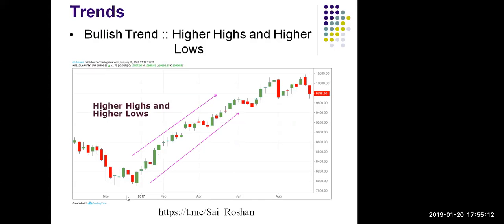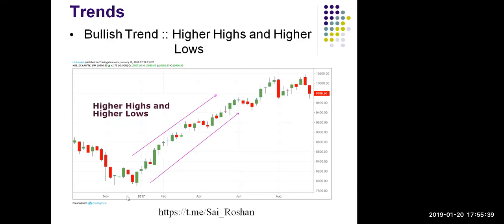Now let's talk about trends. You would have heard people saying the market is bullish, the market is bearish, it's a boring market, it's not moving. So let's see what is meant by a bullish trend or a bearish trend. As you all know, every candle will have a high and a low. I'm not worried about the body right now. I'll only worry about the high and the low.